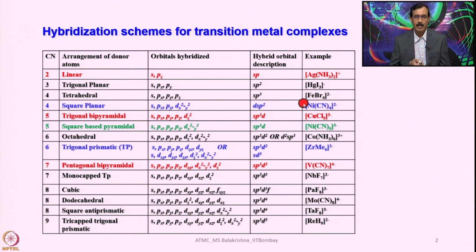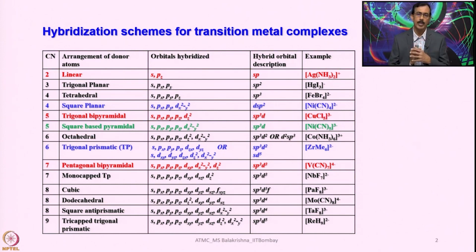Then square planar: most of the d8 metal complexes invariably show square planar geometry, along with the d7 s2 system with +1 oxidation state, for example rhodium and iridium along with nickel, palladium and platinum. The hybrid orbitals we are using are dsp2, and for trigonal bipyramidal, the hybridization is sp3d. I have given one example of copper here, and you should remember, when we move to square based pyramid, again we are using sp3d.